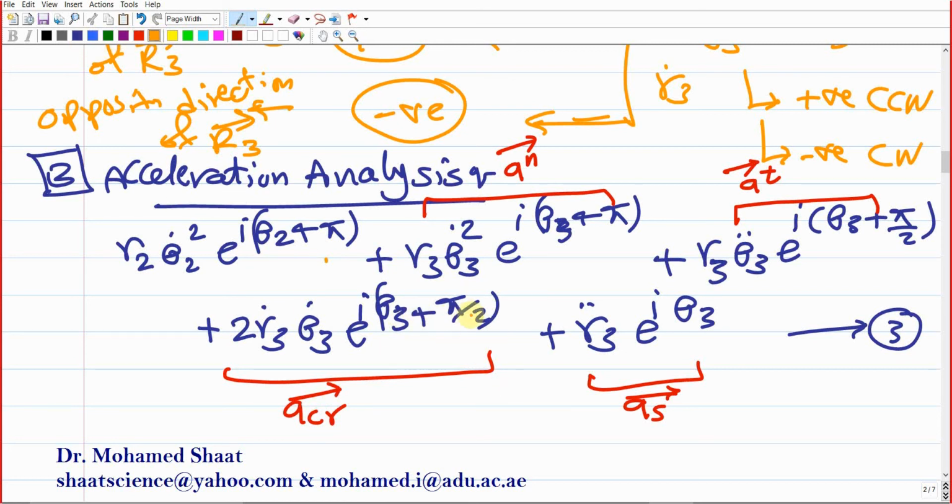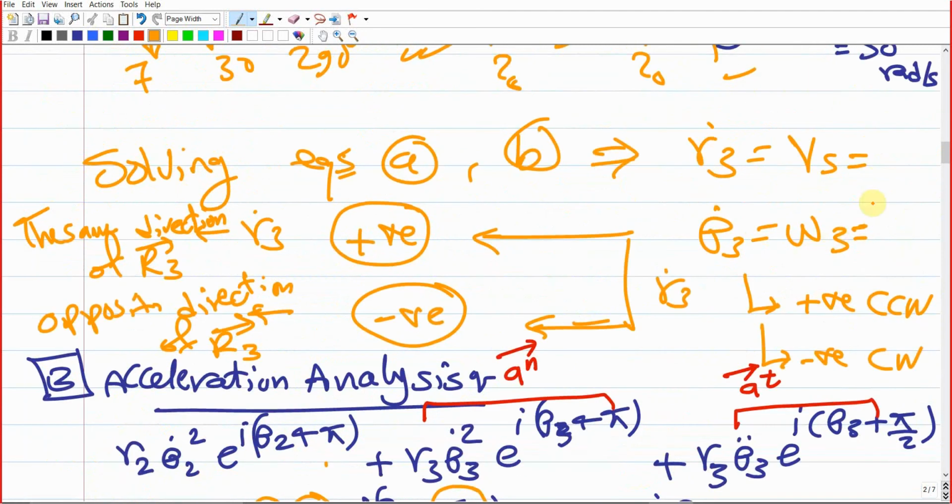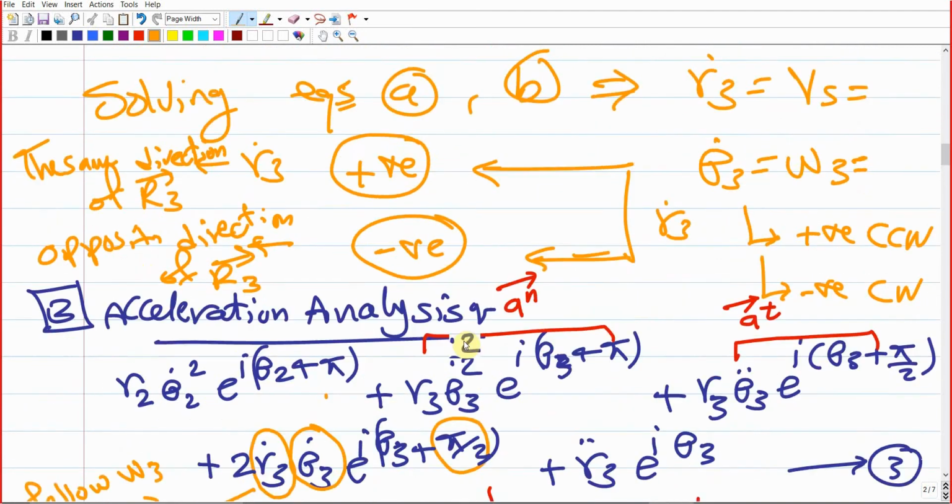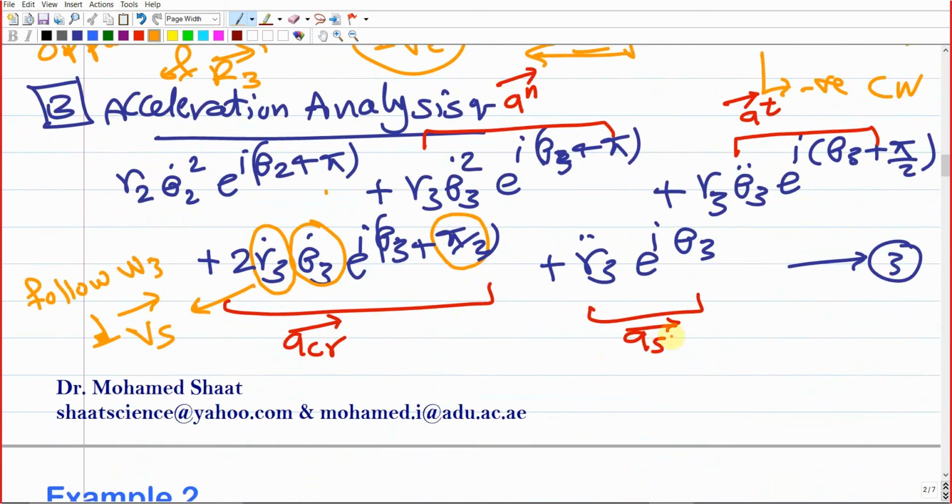And as you can see, the direction of this one should be perpendicular to the R dot. R dot should be the sliding velocity, so it should be perpendicular to the sliding velocity. It follows the direction of omega 3, whose value we found before in the velocity analysis. So we are going to end up with this equation.